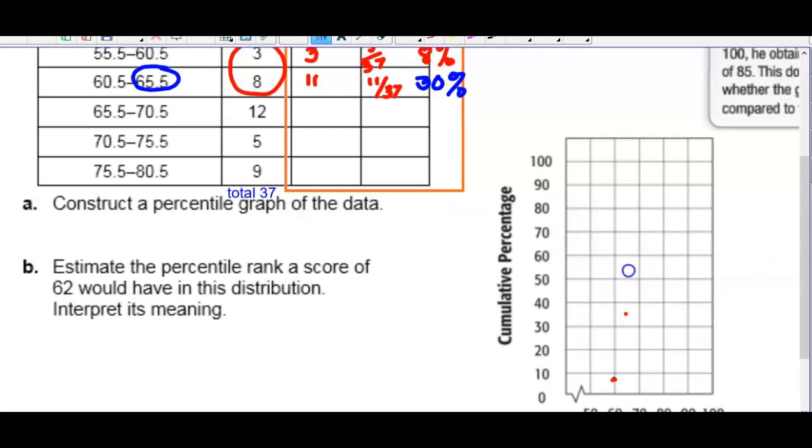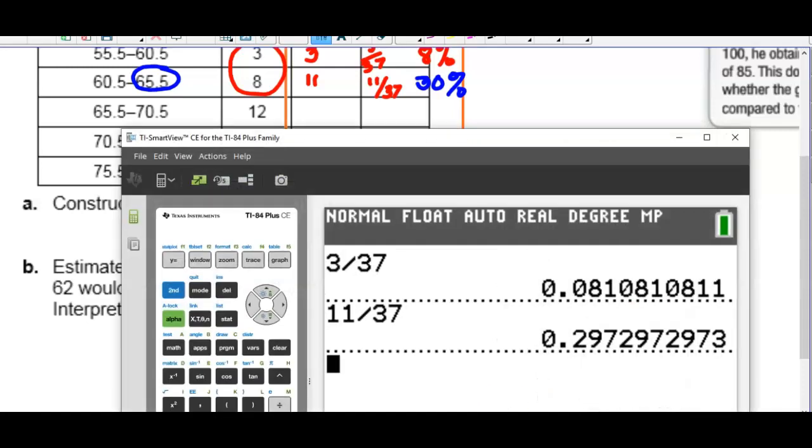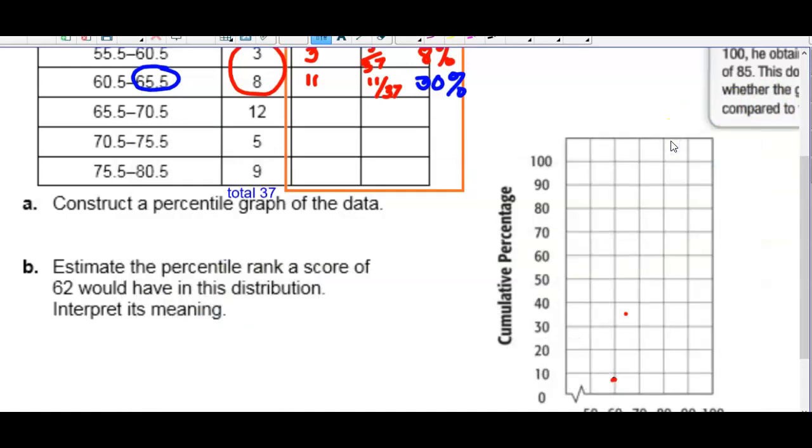Sorry, I lost my cursor. What's happening here? So at 66, I should be up at 30%. Did I not write that down right? 11 out of 37 was 30%. Okay. So when I tried to do this earlier, I had the dot in the wrong place.